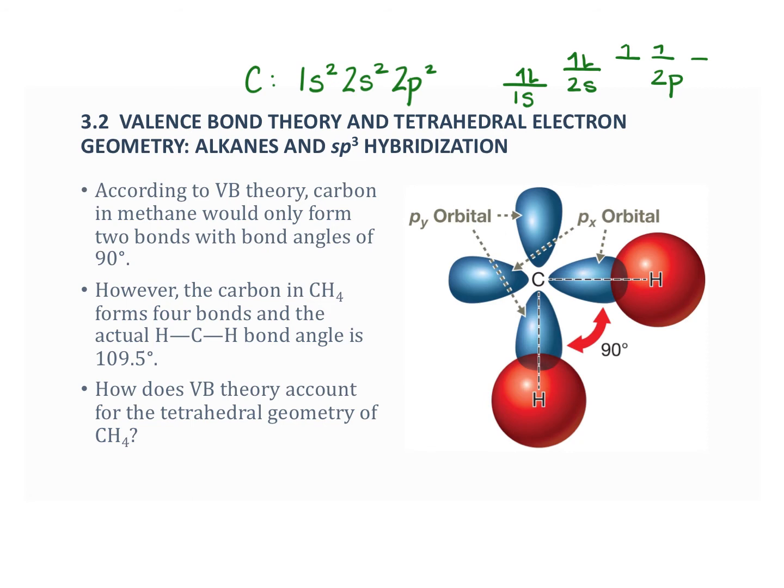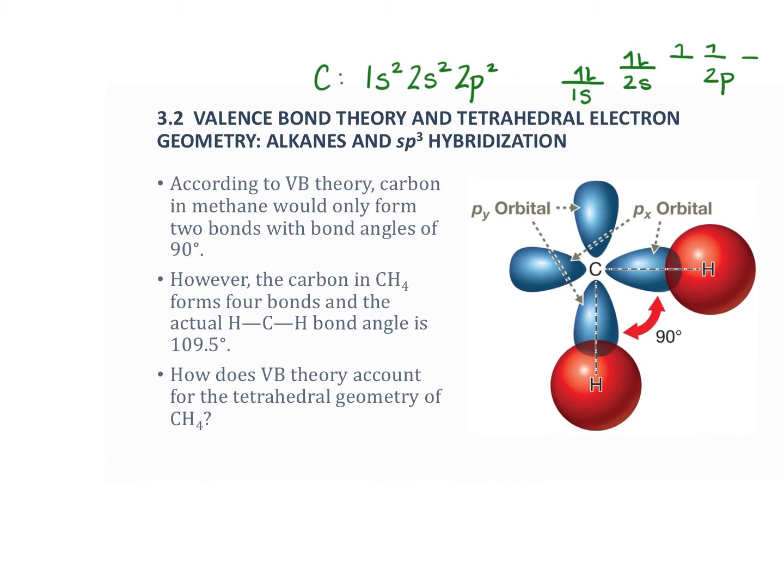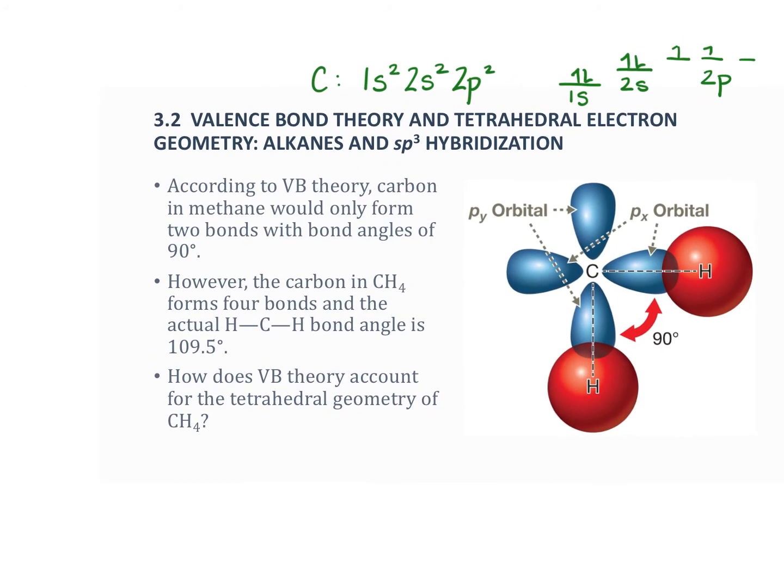Well, it's really important to understand a few things experimentally about methane. When we talk about methane, what we know is that the carbon in methane forms 4 bonds, and specifically, these are identical bonds. We can measure the bond length and the bond angles, and so we know that these are identical.